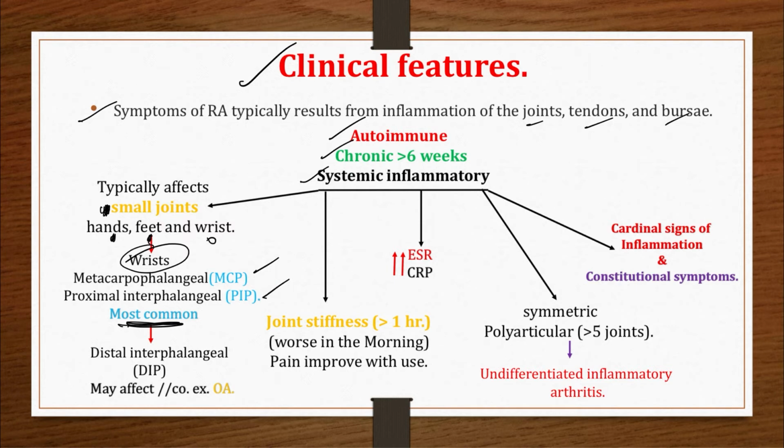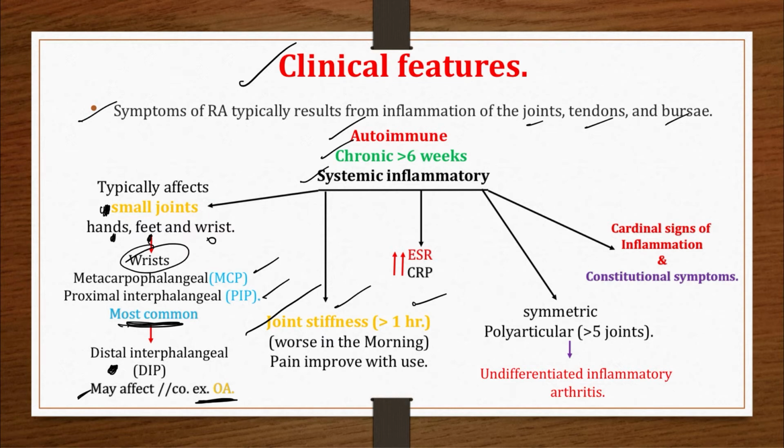Though the DIP distal interphalangeal joint is spared in rheumatoid arthritis, it may be affected if the patient has coexisting osteoarthritis. Also joint stiffness and pain are worse in the morning and improve as the day passes with physical activity. In rheumatoid arthritis, stiffness predominates over the pain, lasting for more than 1 hour. Both stiffness and pain improve with use in rheumatoid arthritis.